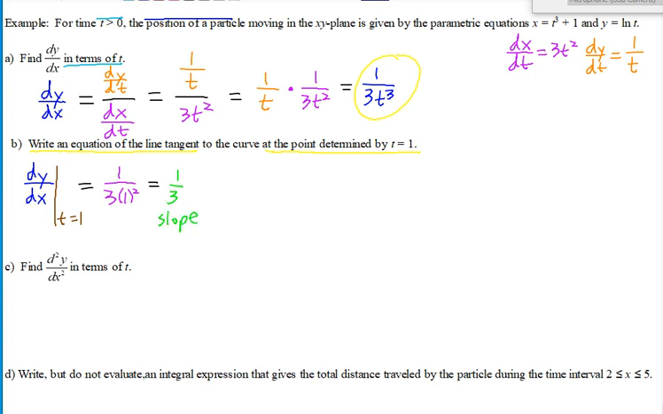And this time, to get the point of tangency, we have to go back to our original equations. The x coordinate is given by t cubed plus 1, so that would be 1 cubed plus 1, which is 2. And y is equal to natural log of t, so that would be the natural log of 1. Remember, e to what power gives you 1? That's 0. Natural log of 1 is 0. So our point of tangency, where x is 2 and y is 0, is (2, 0).